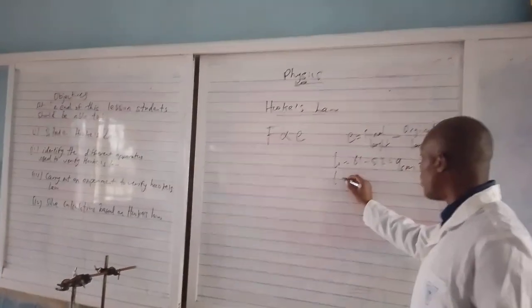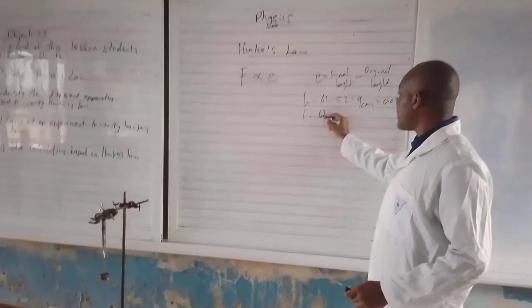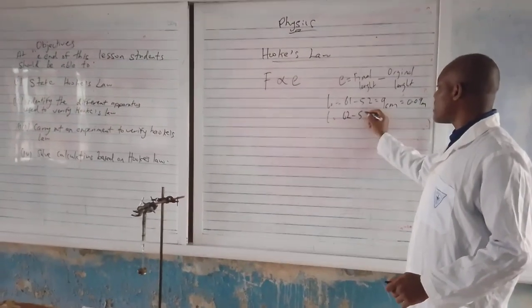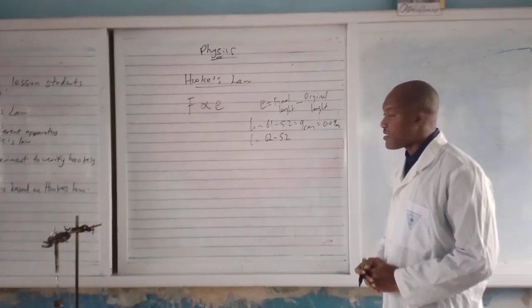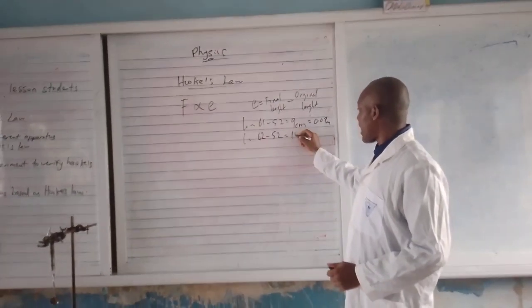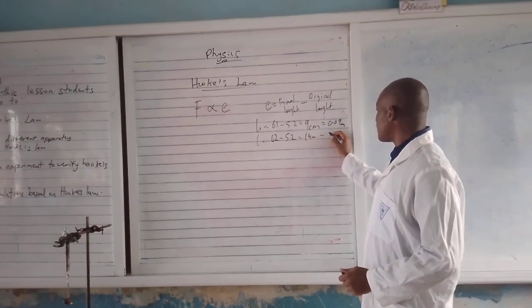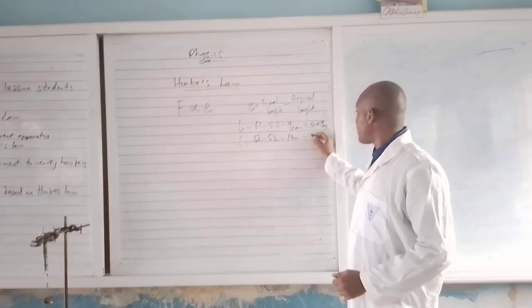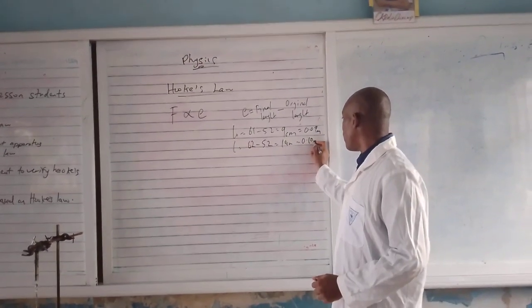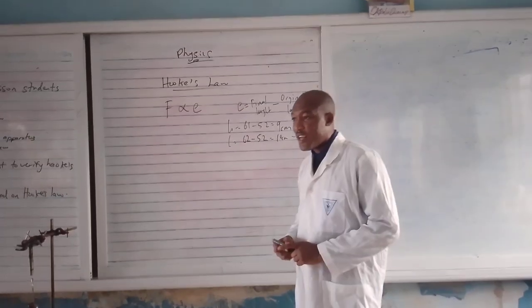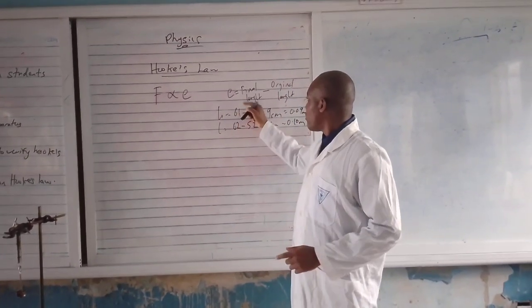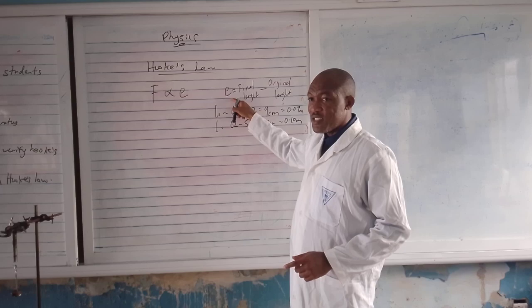So that means in this case, our new length is what? 62, right? So 62 minus the original length of what? 52, right? What's the difference? 10 centimeters, which is the same thing as dividing by 100. That will give me 0.10 meter. Is that clear?